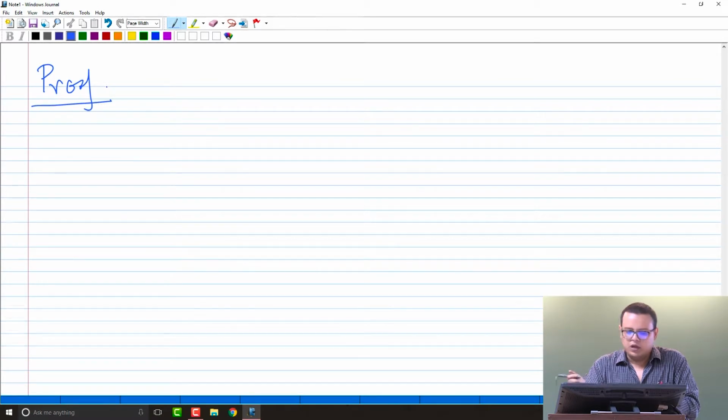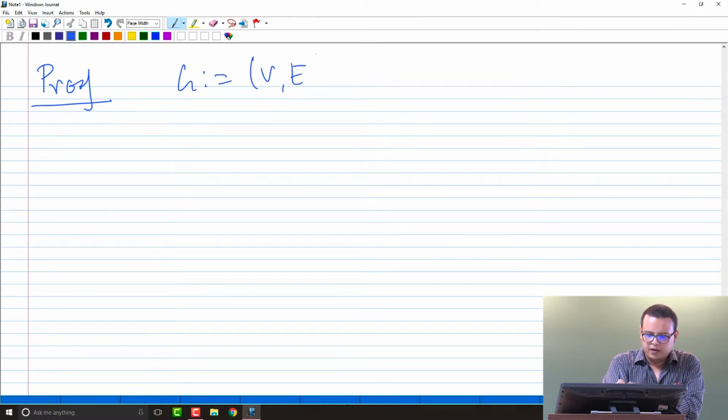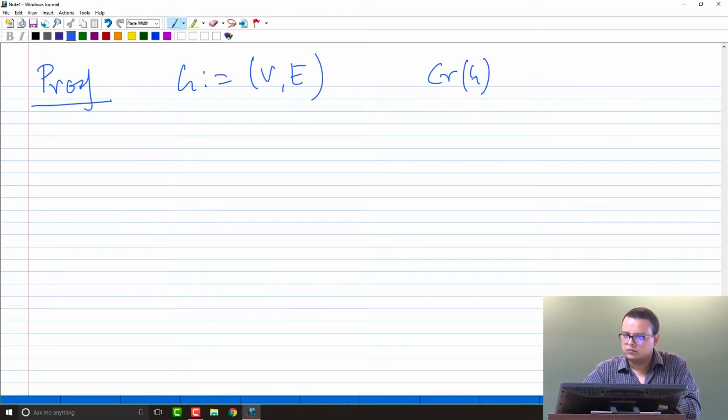It's okay. So, let us do it in the following way. Let us say I have drawn the graph, you have a graph G with vertex set and edge set, and I have drawn it in the plane in such a way that it has exactly CR(G) many crossings. Since the crossing number is CR(G), I should be able to draw it with these many crossings. There exists a drawing with these many crossings.